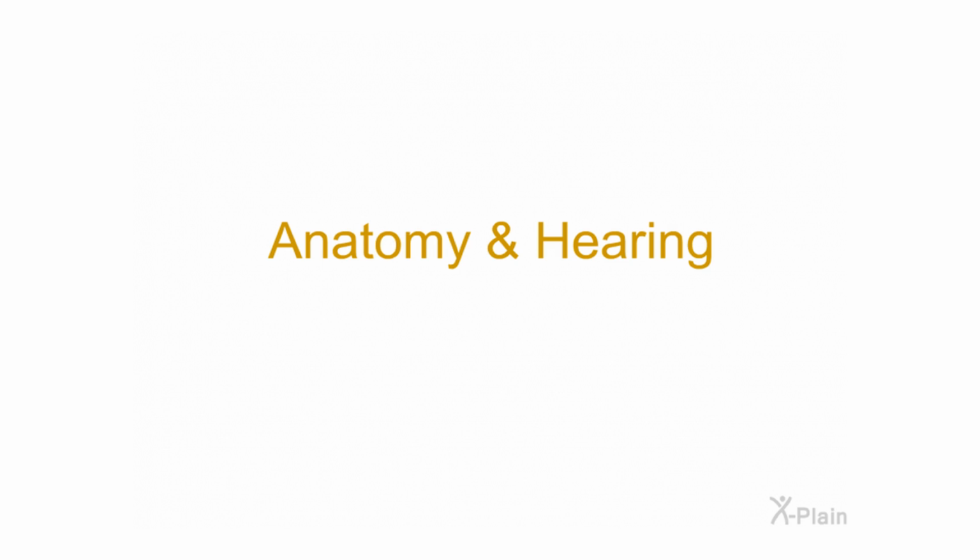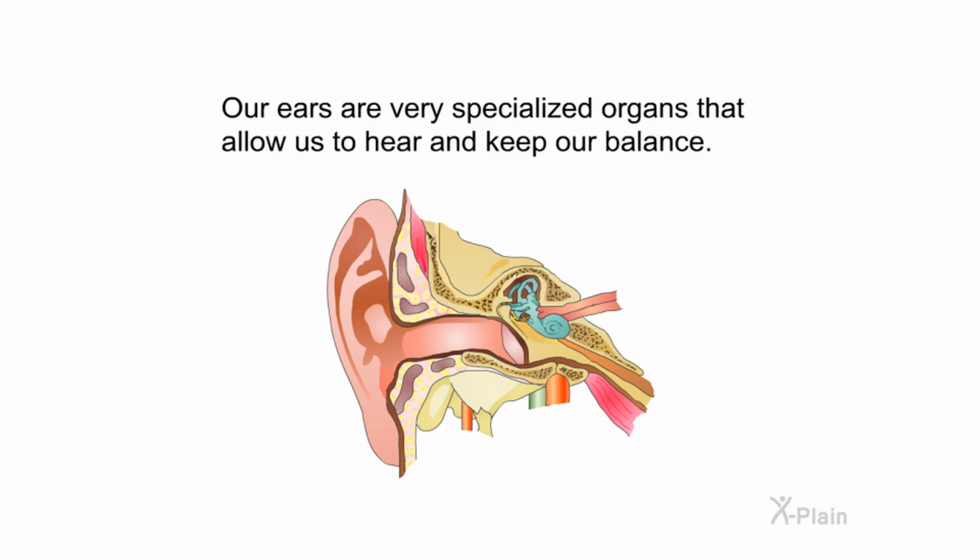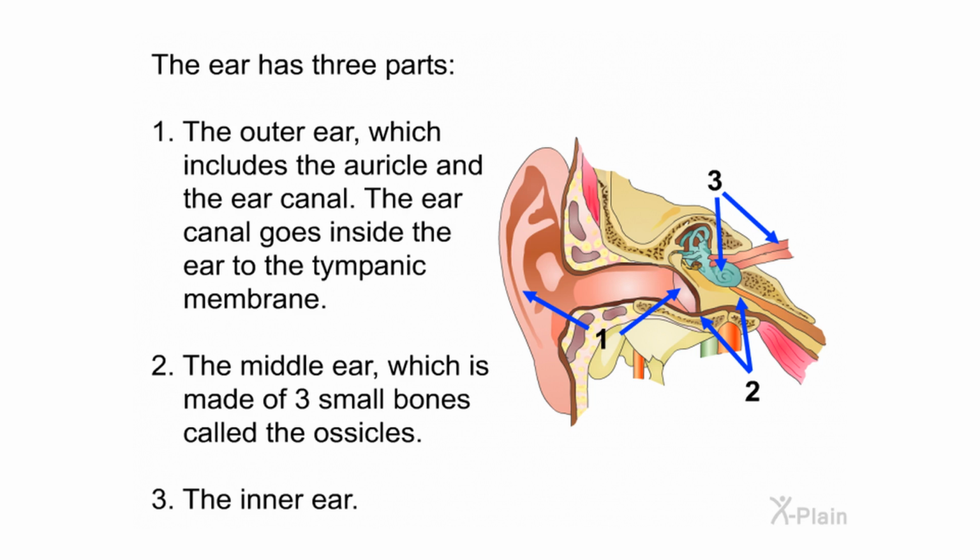Anatomy and hearing. Our ears are very specialized organs that allow us to hear and keep our balance. The ear has 3 parts. 1. The outer ear, which includes the auricle and the ear canal. The ear canal goes inside the ear to the tympanic membrane. 2. The middle ear, which is made of 3 small bones called the ossicles. 3. The inner ear.